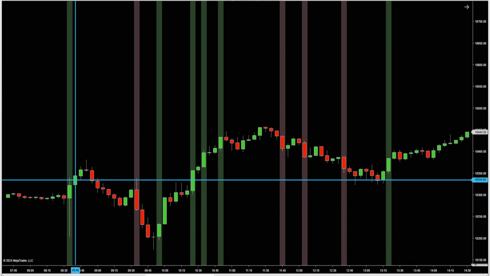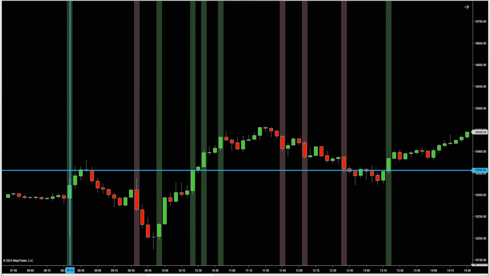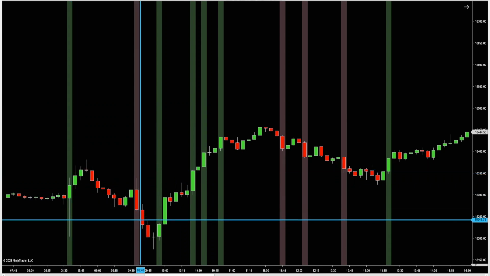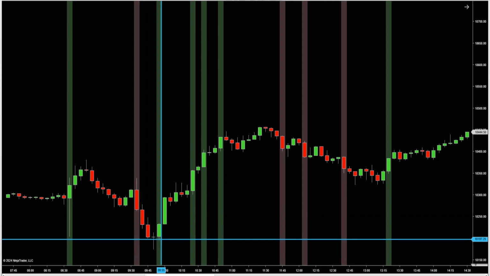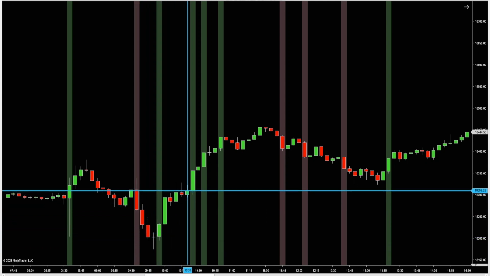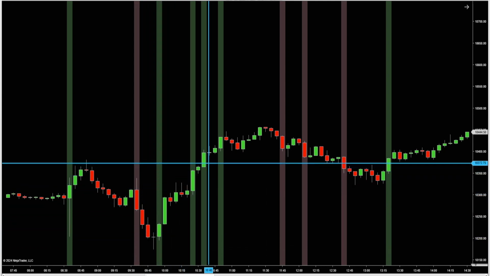See, we get a nice move up at the news off this signal. Nice move down at the open off that signal. Nice move up right before 10. A couple other nice moves.